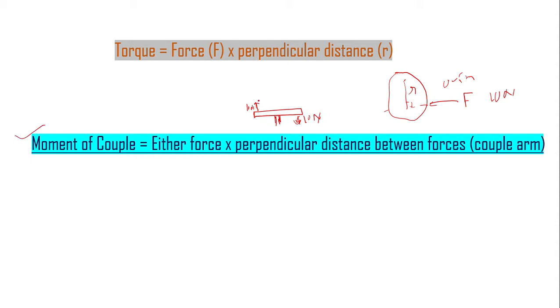We can use this moment of couple to find the torque. In that case, we will use either force, so any one 10 Newton you can take, and this total distance. This will give us the moment of couple.